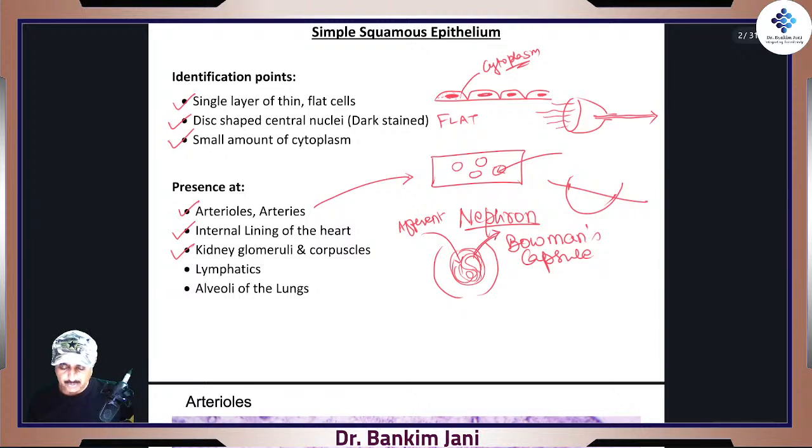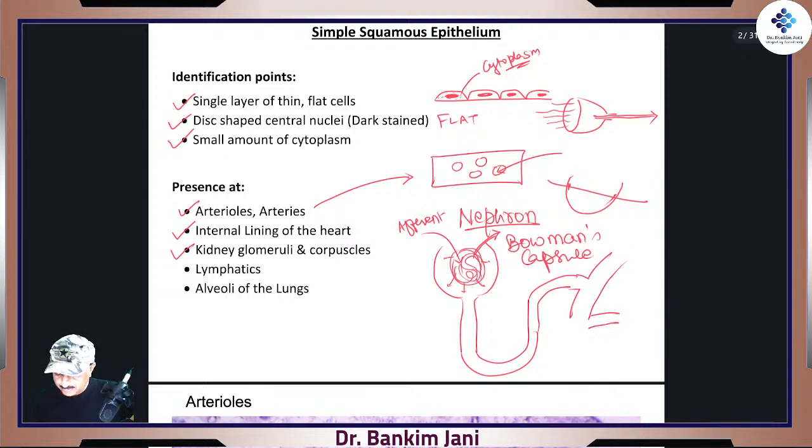Efferent means they will be going out, and because of this pressure, various substances will be oozed out, and then they will go all the way into the convoluted tubules and finally into the duct, which is called the collecting duct. All the other Bowman's capsules' convoluted tubules open into it, and these ducts keep getting collected, and finally it comes out in the form of the ureter, right?